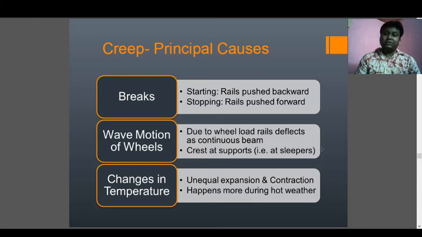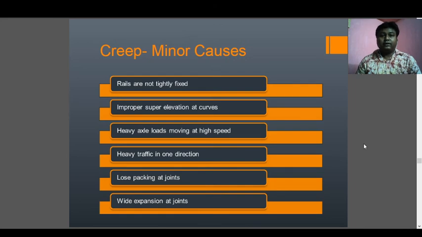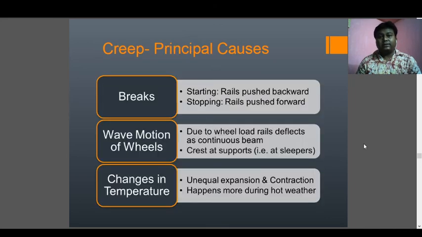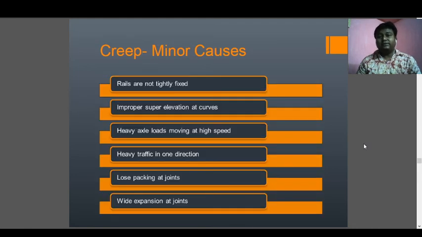The third one is the change in temperature. As discussed, due to temperature variation there will be some deformation in length, and it is known as the creep of the railway. So that is the minor creep, and that is the major creep, meaning these are the causes of major creep and these are the causes of minor creep. Creeps are basically cracked or broken parts of that particular railway track.